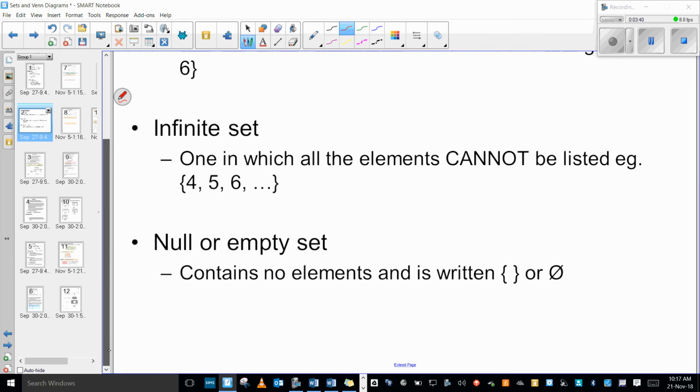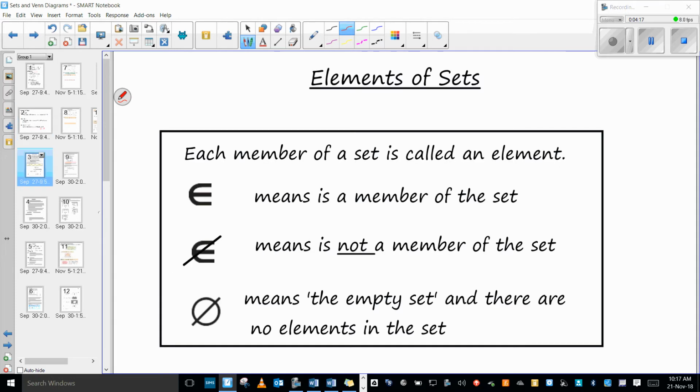A null or an empty set. Okay, so if I were talking about the boys in Miss Harrison's Year 11 Maths class, obviously there are none, so that would be an empty set. It's either shown by literally, oh gosh, that's a rubbish bracket, either by showing with nothing inside your brackets, or you have a circle with a line through it. Okay, so both of those symbols mean empty set.